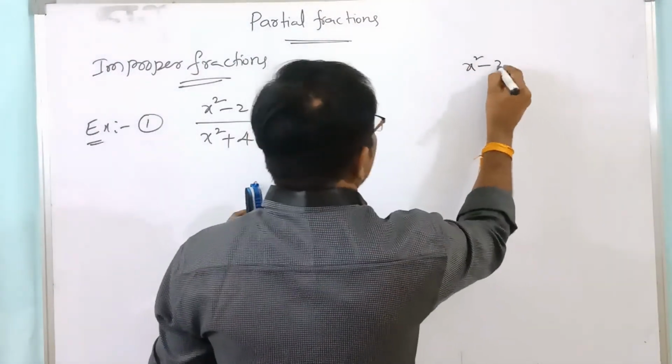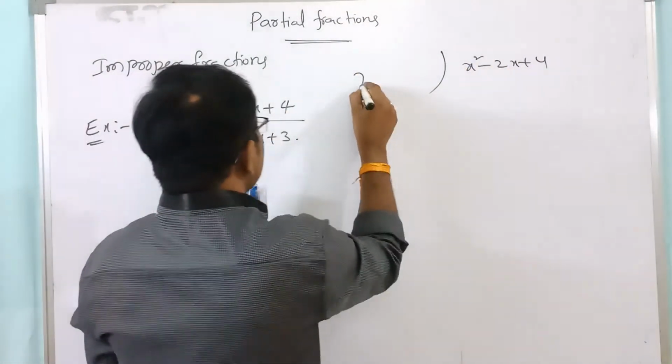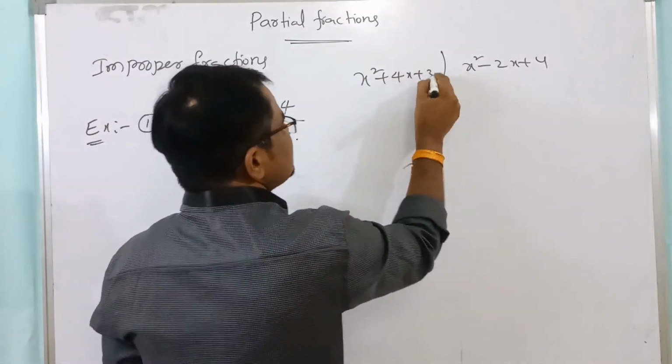So x square minus 2x plus 4 divided by x square plus 4x plus 3. How many times?